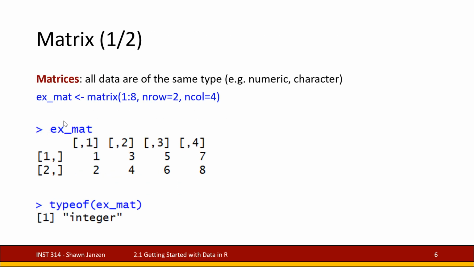Now, when we're dealing with a matrix, they all have to contain data of the same type. So all numbers, all strings, something of this sort. We can't mix and match. Those would be for the data frames and the tibbles.